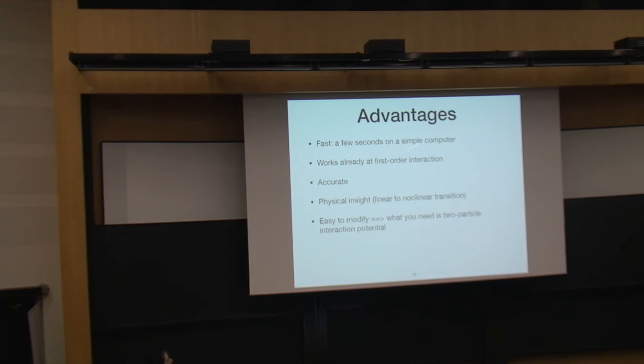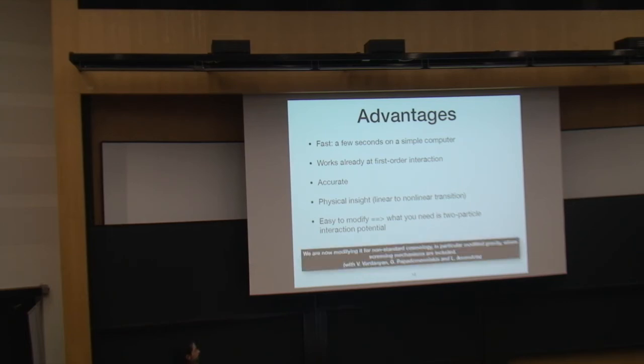It really takes a few seconds to calculate these things. It already works at first order interactions. It's very accurate. It gives you some insights, for example, where or when the transition from the linear to nonlinear regime happens. And also, it's very easy to modify. So we are trying to use this to develop this for modified gravity and dark energy cosmology, which I'm actually quite excited about. This is what we are doing now with my collaborators.